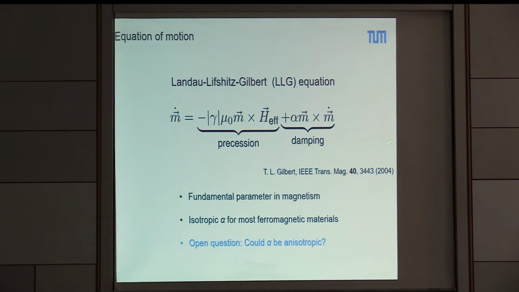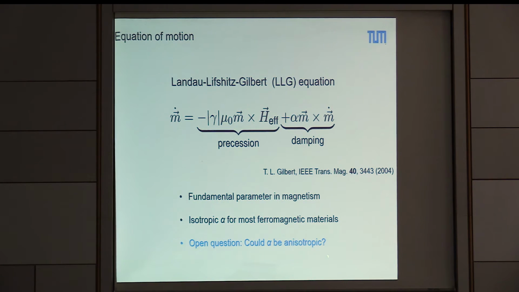All right, now I want to come back to the susceptibility and to the observation of anisotropic damping. So what we use to analyze our system is, of course, the Landau-Lifshitz-Gilbert equation, which has this precession term and the damping term. So alpha, of course, is a fundamental parameter. And for most ferromagnetic materials, alpha is typically isotropic. And moreover, if it's non-isotropic, it is usually linked to some extrinsic effect. So you might have two-magnon scattering or something like this.